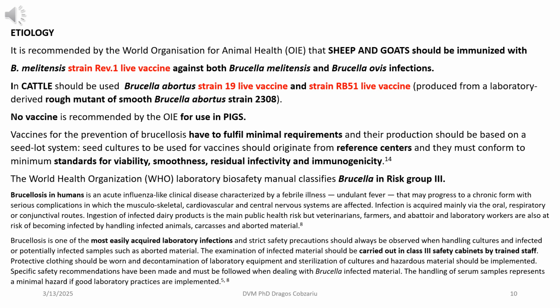Vaccines for the prevention of brucellosis have to fulfill minimal requirements and their production should be based on a seed lot system. Seed cultures to be used for vaccines should originate from reference centers and they must conform to minimum standards for viability, smoothness, residual infectivity and immunogenicity. The World Health Organization, WHO, Laboratory Biosafety Manual classifies Brucella in risk group 3.